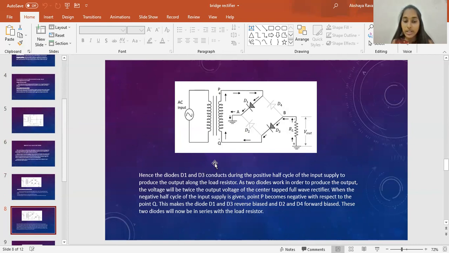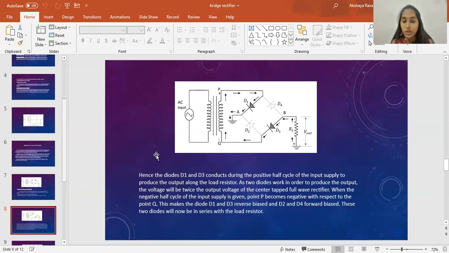Hence the diodes D1 and D3 conduct during the positive half cycle of the input supply to produce the output across the load resistor. As two diodes work in order to produce the output, the voltage will be twice the output voltage of the center tapped full wave rectifier.